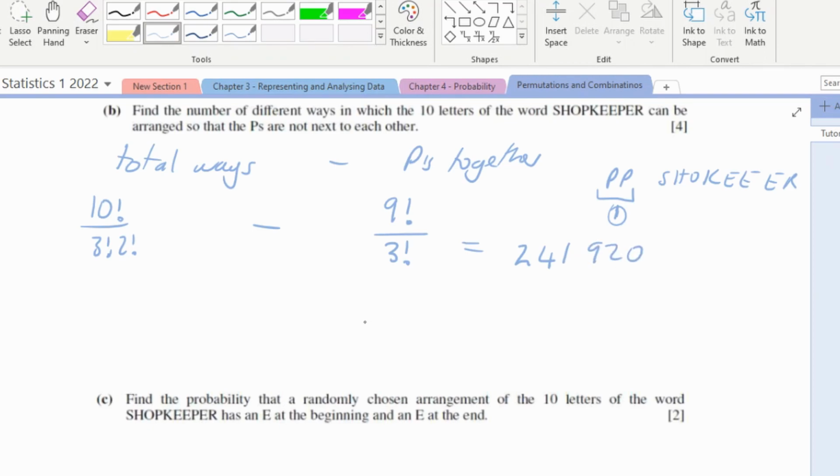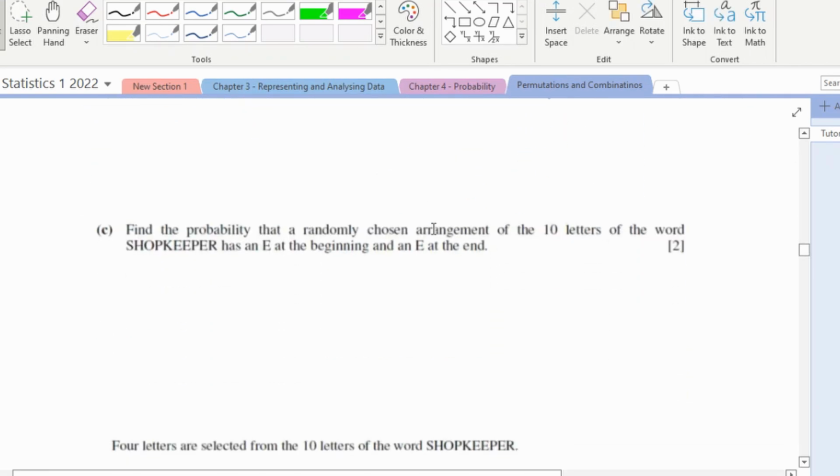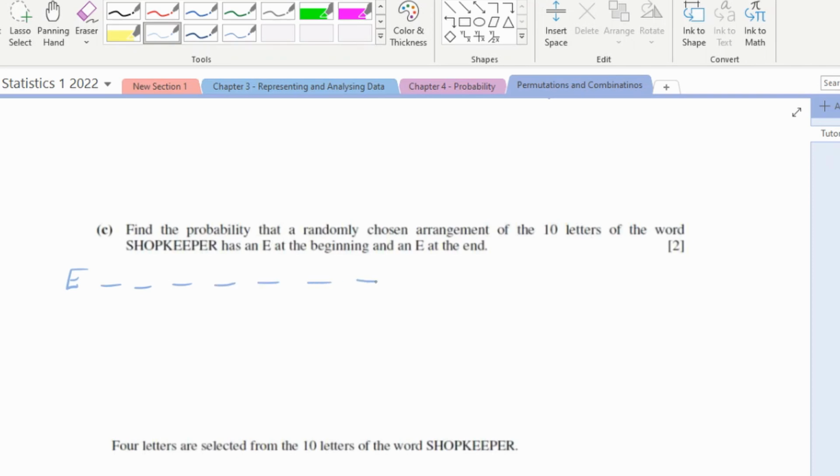Yeah, good. Now this one's a probability. It says find the probability that a randomly chosen arrangement of 10 letters of the word shopkeeper has an E at the beginning and an E at the end. So we've got total ways already. So we just need to find the ways that we can get an E at the beginning and an E at the end. So it'll be E with 8 gaps, and then E. So we've got to arrange it. This will be 8 factorial. Now, are there any double ups going to be in that area? If we take two of these E's out, 2 P's.